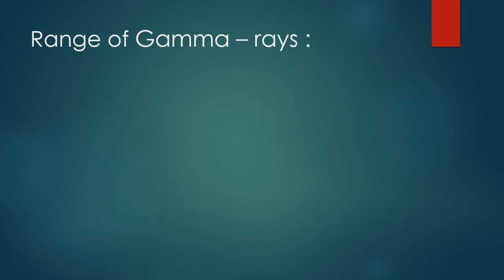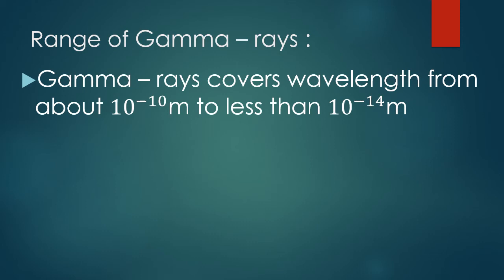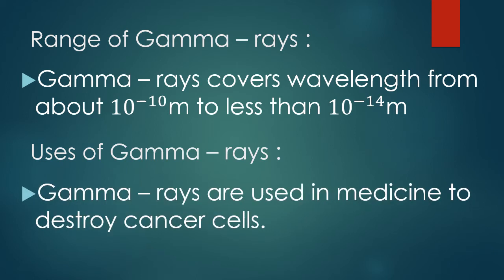What is the range of gamma rays? Basically, gamma rays cover the wavelength from about 10 to the power minus 10 meter to less than 10 to the power minus 14 meter. What are the uses of gamma rays? Gamma rays are used in medicine to destroy cells of cancer.